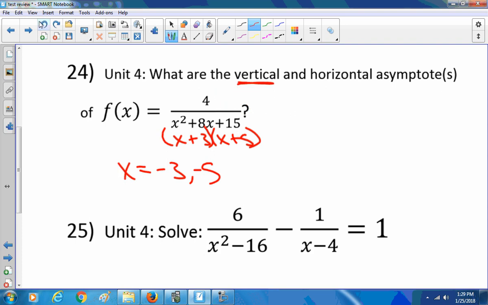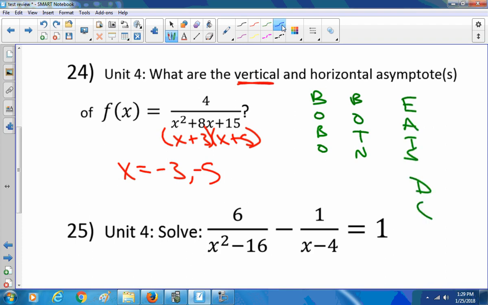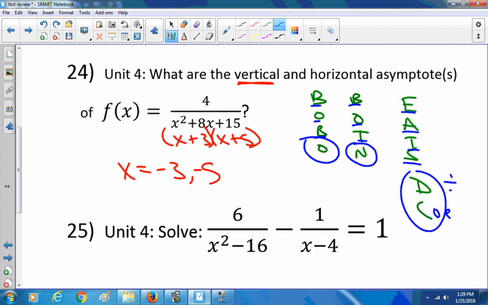Horizontal asymptote, the same. Bobo, clown. Bottom. Eats. He's hungry. DC. Bigger on bottom, it's 0. Bigger on top, it's none. Exponents are the same. Divide coefficients. Again, this is always talking about your degree, so which is your highest exponent. So this is definitely bigger on bottom, so the horizontal asymptote is y equals 0.